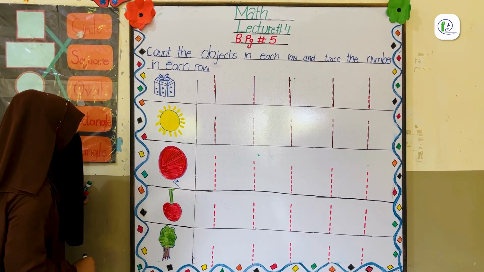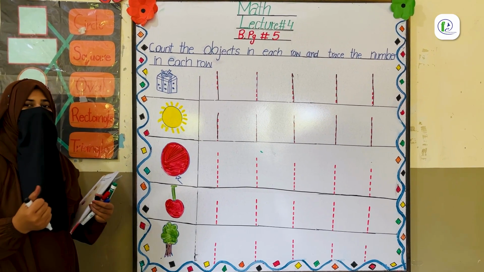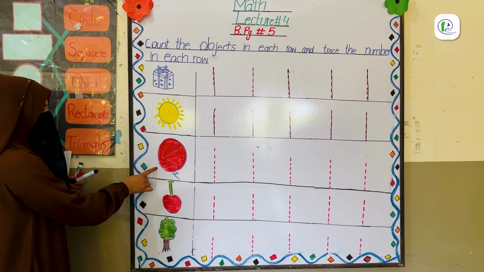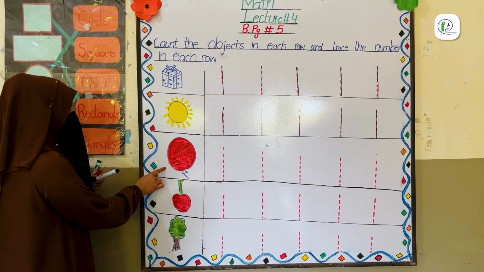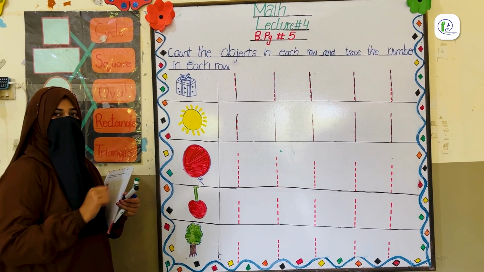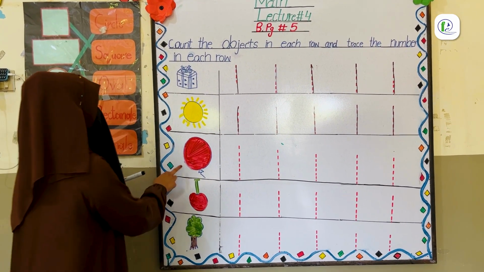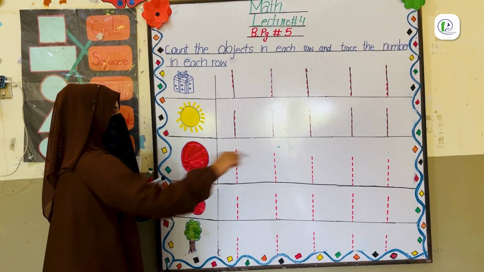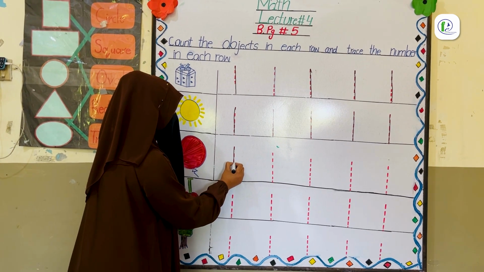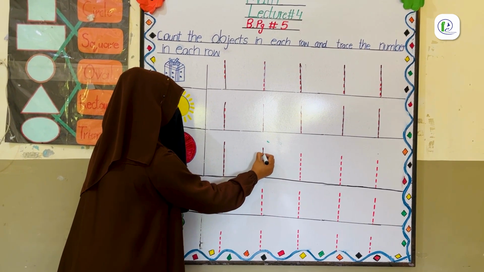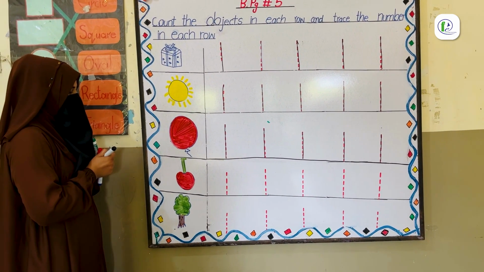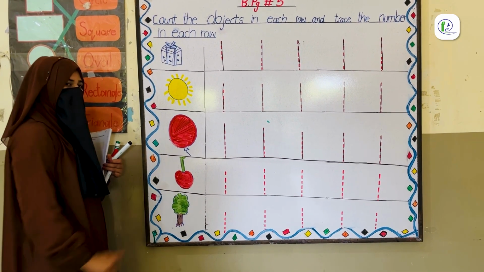Look at this. What is it? It is a balloon. You like it? Very well. You like it very much. It is a balloon. How many balloons? Count. Let's count it with me. 1. Like that. Okay, students, move towards the next box.